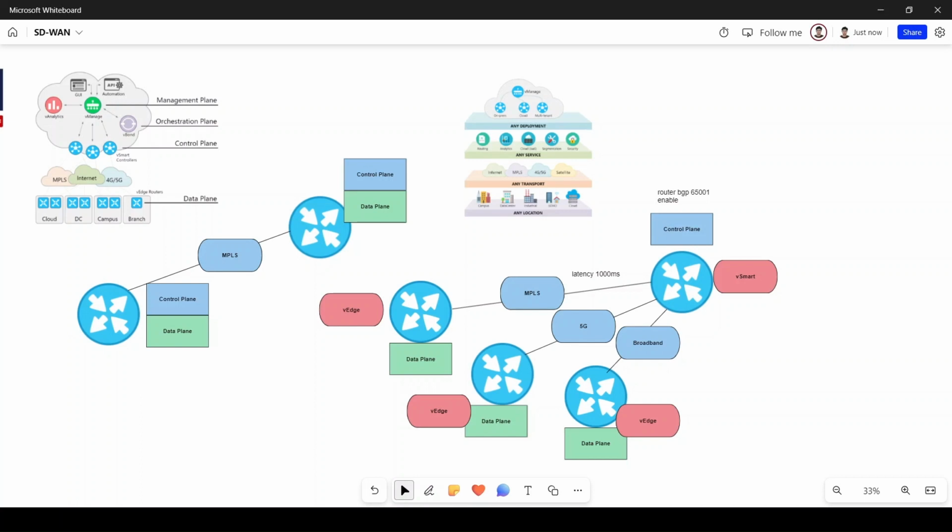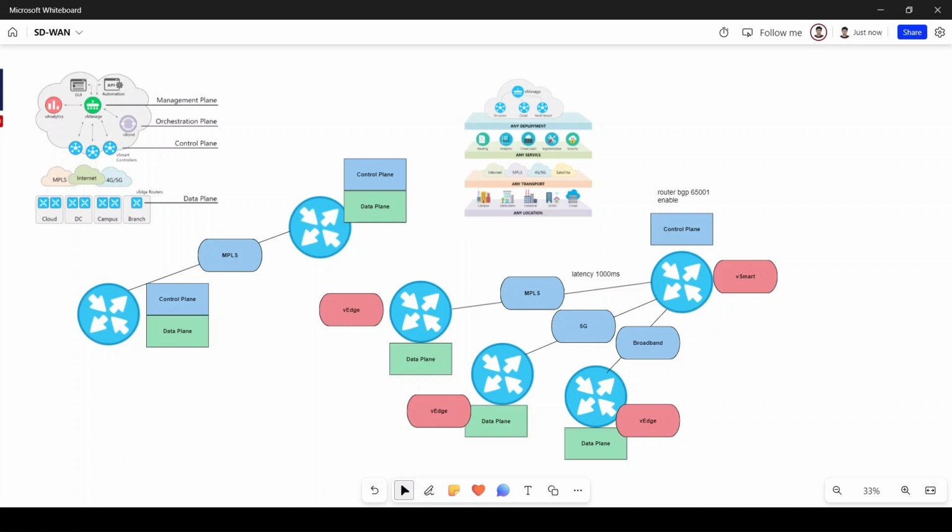On top of that, they provide secure connectivity. So vEdge routers establish secure connections over various transport options, such as MPLS, broadband, or cellular networks. They use encryption and tunneling protocols to ensure privacy and protect against unauthorized access. This secure connectivity is essential for transmitting sensitive data across the wide area network, right?